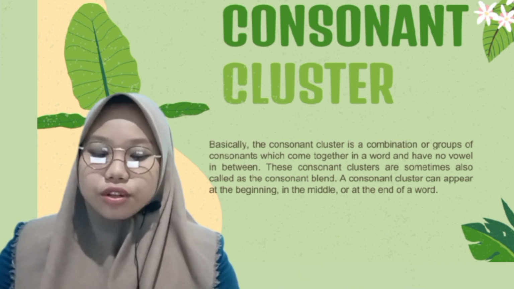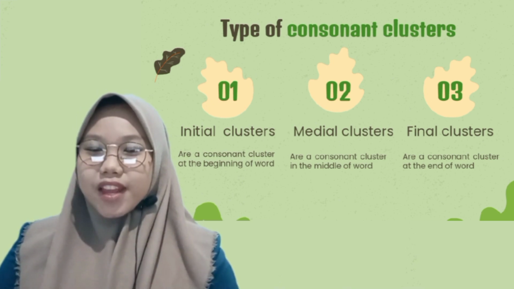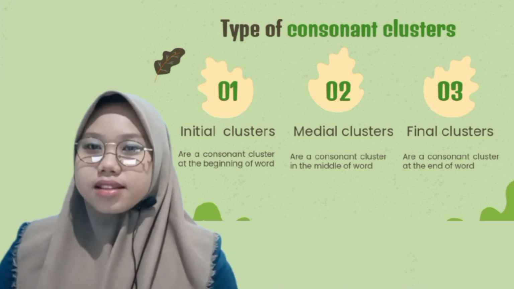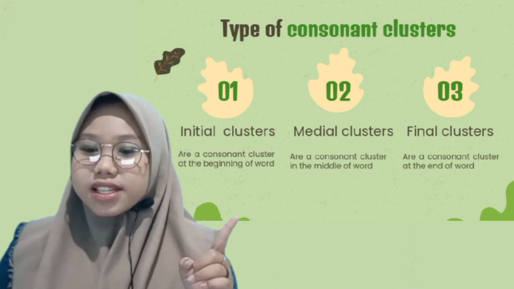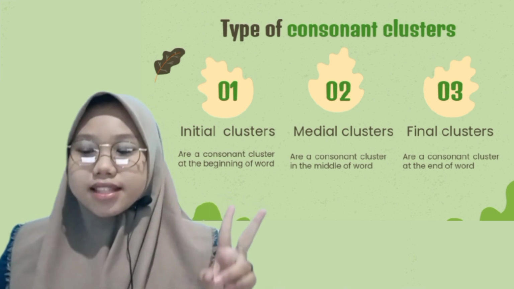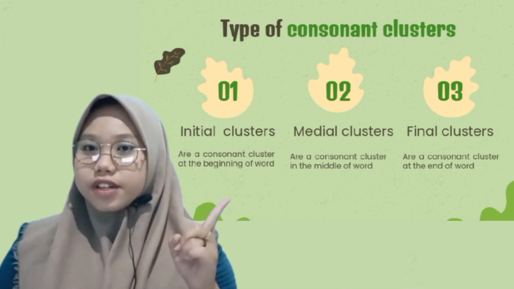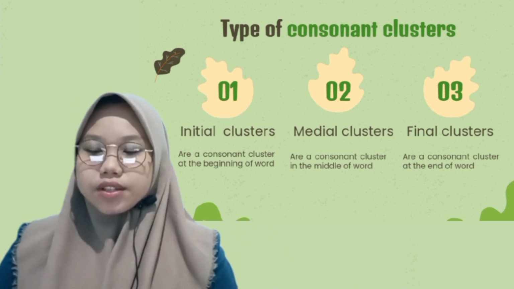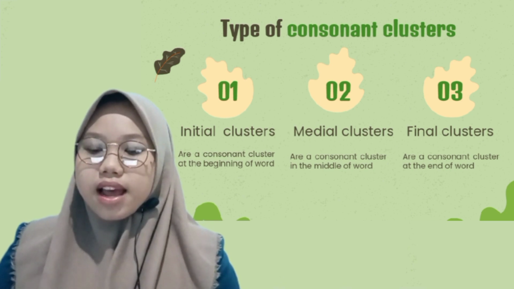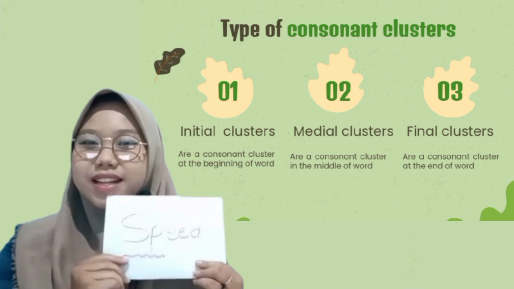Now, do you know about types of consonant clusters? If not, I will explain to you about types of consonant clusters. The first is initial clusters. The second is medial clusters, and the third is final clusters. First, initial clusters. Initial clusters are a consonant cluster at the beginning of a word. For example, speed.